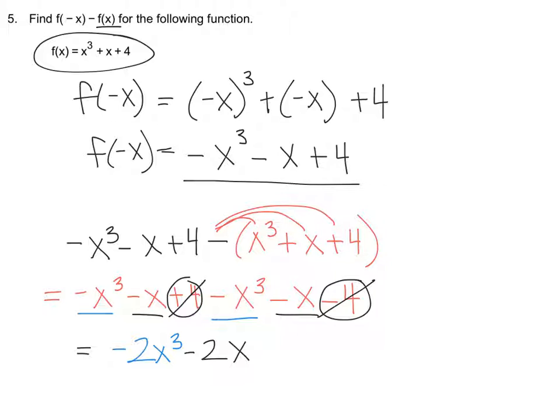So f of negative x minus f of x gives me the expression negative 2x cubed minus 2x.